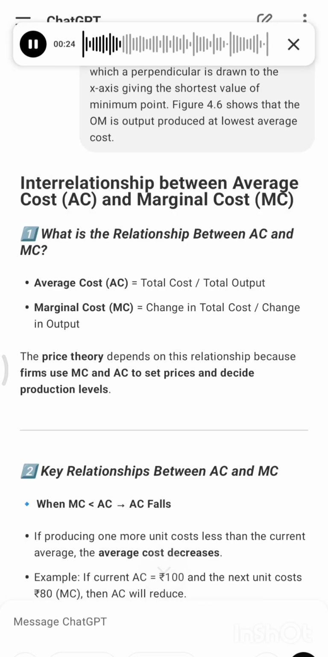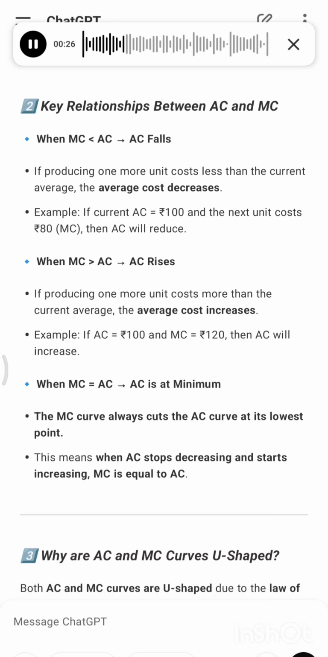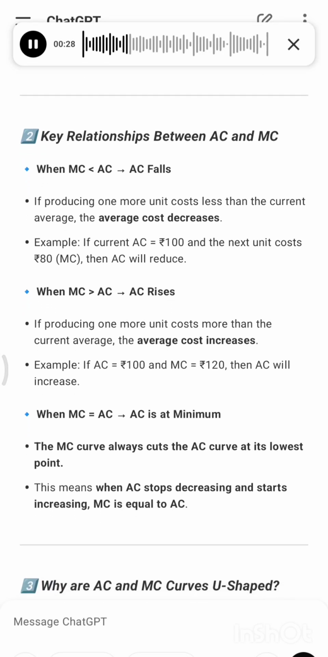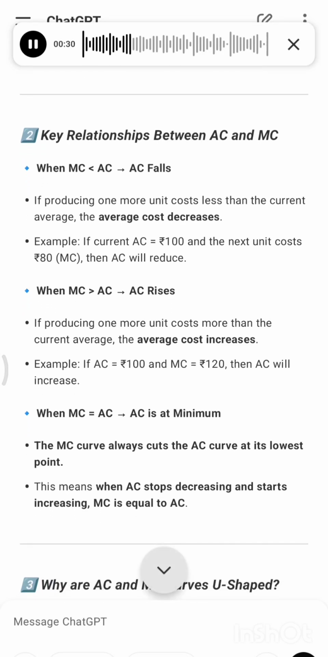Key relationships between AC and MC. When MC is less than AC, AC falls. If producing one more unit costs less than the current average, the average cost decreases. Example: if current AC equals 100 and the next unit costs 80 MC, then AC will reduce. When MC is greater than AC, AC rises. If producing one more unit costs more than the current average, the average cost increases. Example: if AC equals 100 and MC equals 120, then AC will increase.